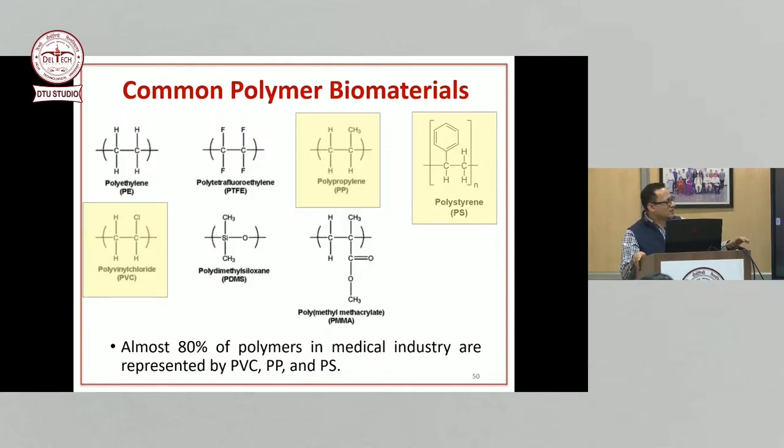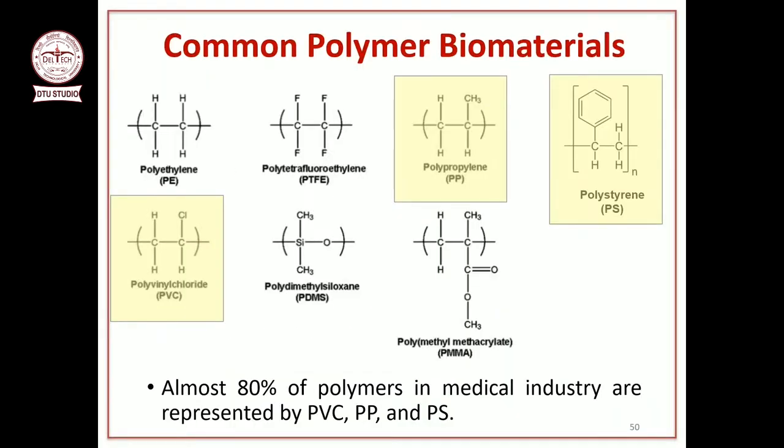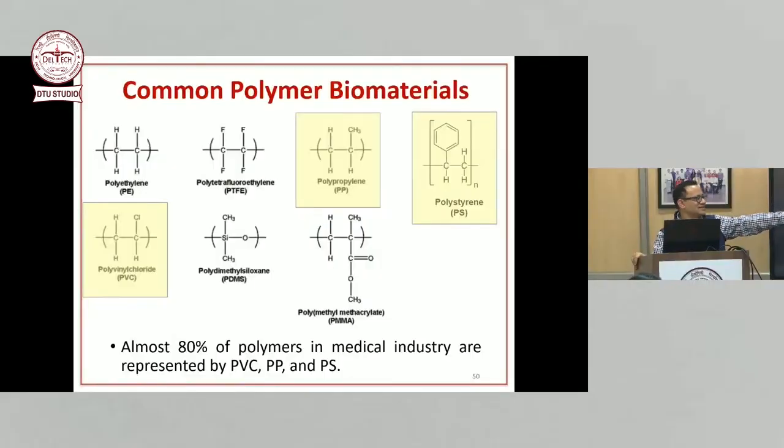Okay. This is PDMS, we will talk about it later, but you can note that other polymers have a carbon backbone. This one has a silicon in the backbone. So those are organic polymers, and that's an inorganic polymer.